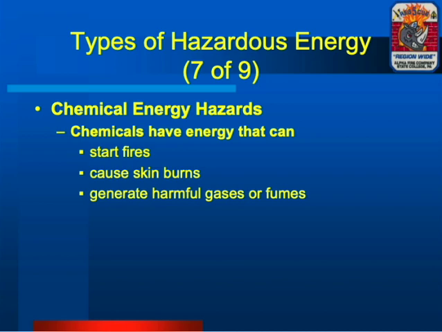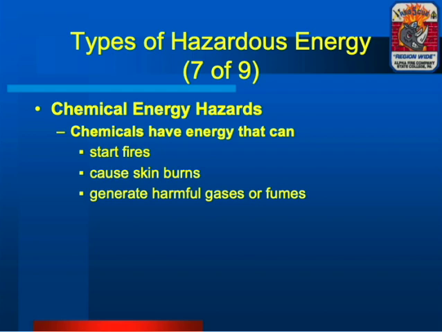We also have chemical energy hazards. So think to yourself, what type of chemicals may start fires or be an issue in an industrial type setting or a rescue type setting. If we had gas leaking from a car, that would be a form of chemical energy that has the potential to start fires. We may also have chemical energy if you get it on your skin. It's going to create burns on the skin, or the same chemicals, if they're released from their container, may produce harmful gases and fumes.